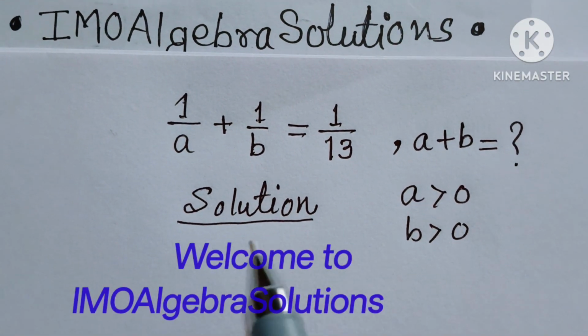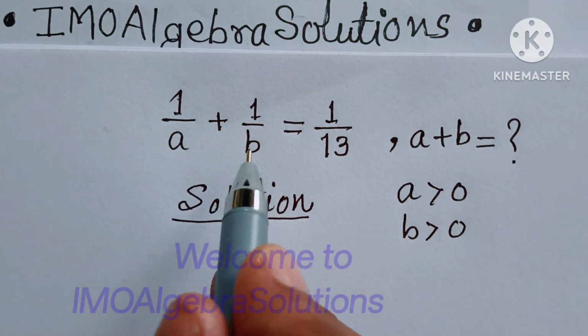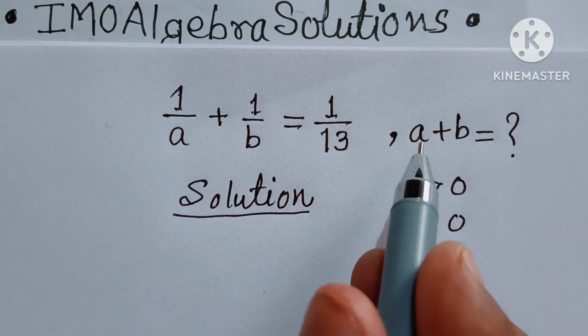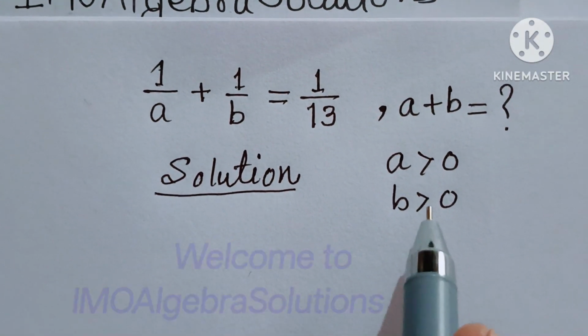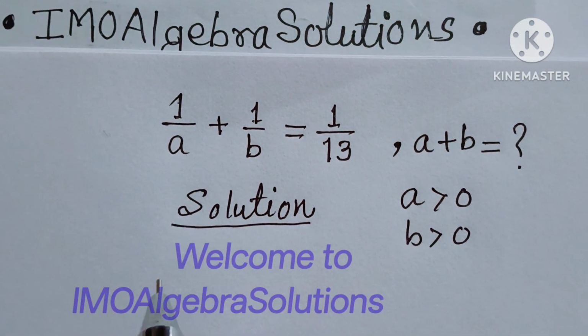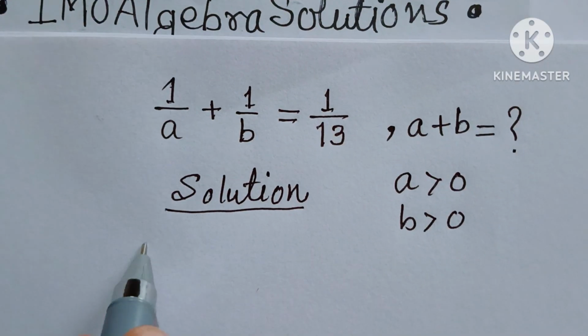So we have to see this nice algebra math equation. So let's start the solution. 1 upon a plus 1 upon b equal to 1 upon 13. We have to find the value of a plus b. A is greater than 0 and b is greater than 0. This condition is given here.